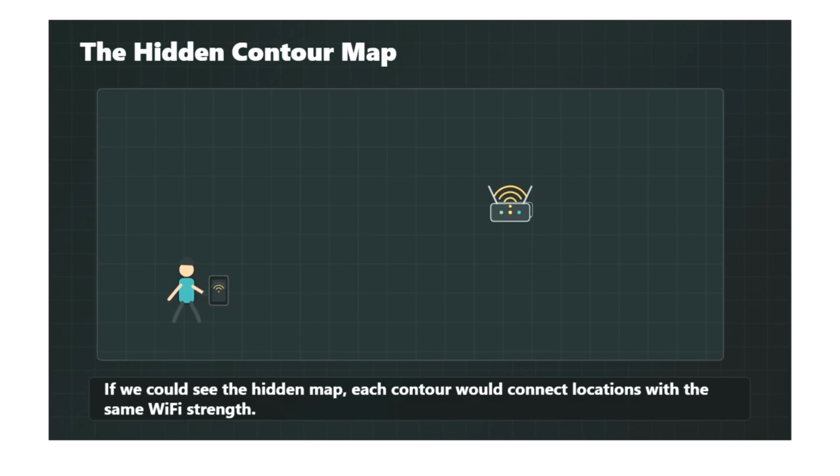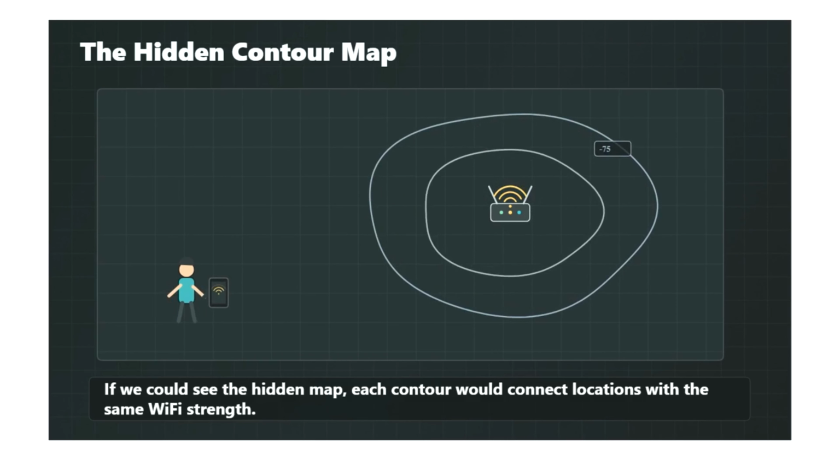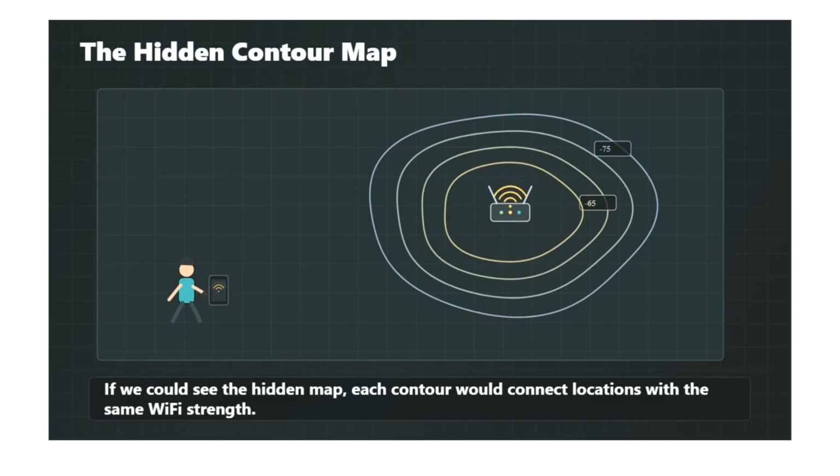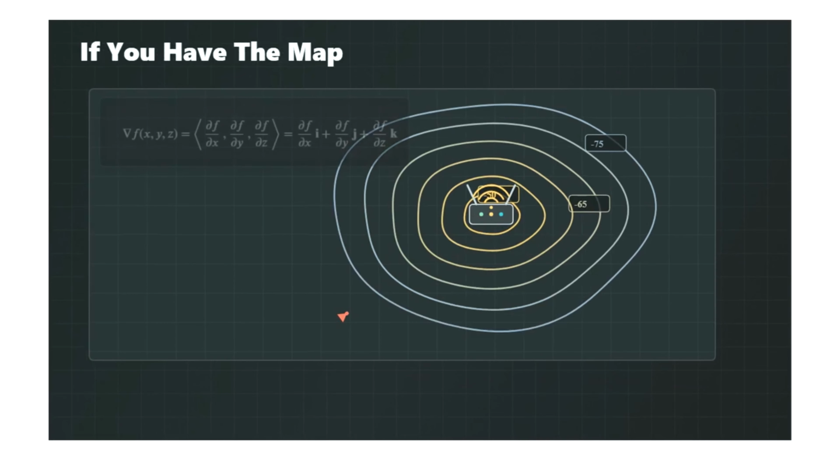If we could see the hidden Wi-Fi field, it would look like a contour map. Each contour connects places with the same signal strength. Moving along one contour keeps the signal almost the same. To improve the signal, we need to move from a weaker contour to a stronger contour. On a contour map, the gradient points across the contour lines. More precisely, when grad f is not 0, it is perpendicular to the contour through that point. Of the 2 perpendicular directions, grad f chooses the side where f increases. For Wi-Fi, that means stronger signal.